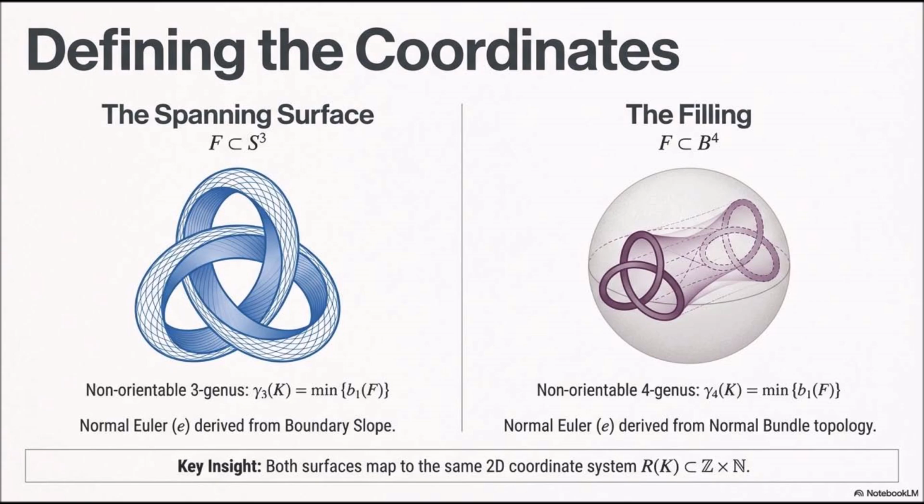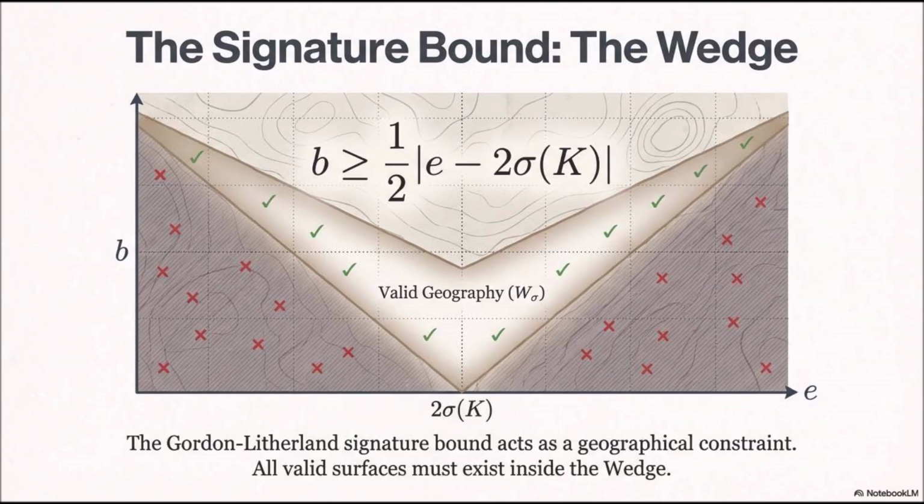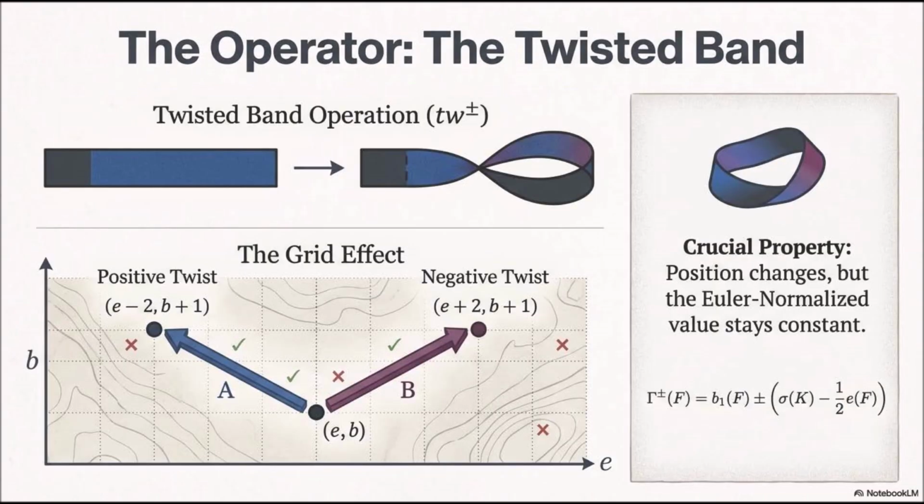Section 2.1, boundary slope in geography. We're returning to this idea of the boundary slope. The formula they give is s(F) equals the linking number of K and K prime. So what is K prime? K prime is what's called a push-off of the knot.